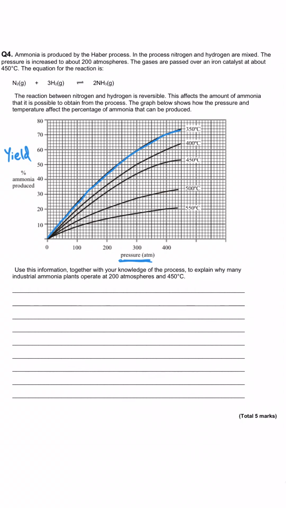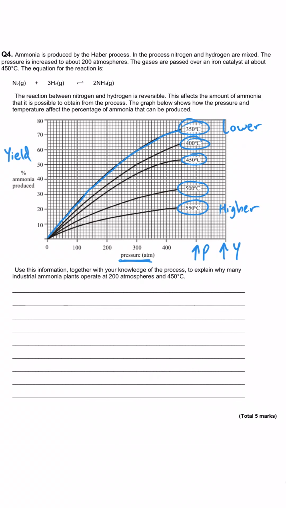And so what we can also see is that as we go to the right, there is an increase in the pressure, that is increasing the yield. So that will definitely come in useful as we answer our question. And then the second thing to note is that we have actually got 5 different temperatures, and we have got the lower temperatures at the top and the higher temperatures at the bottom.